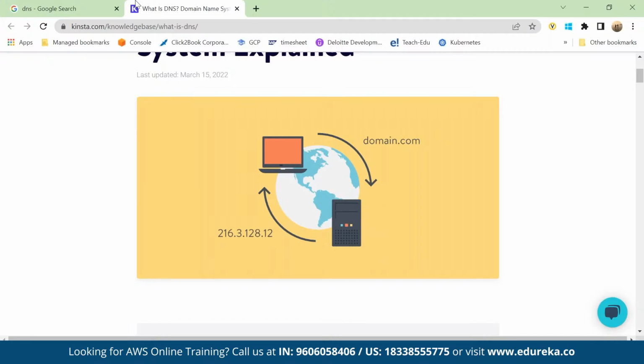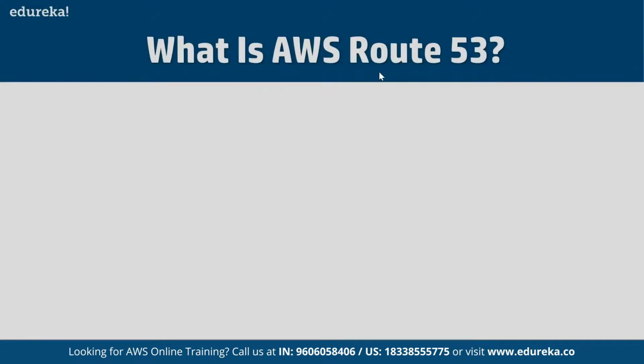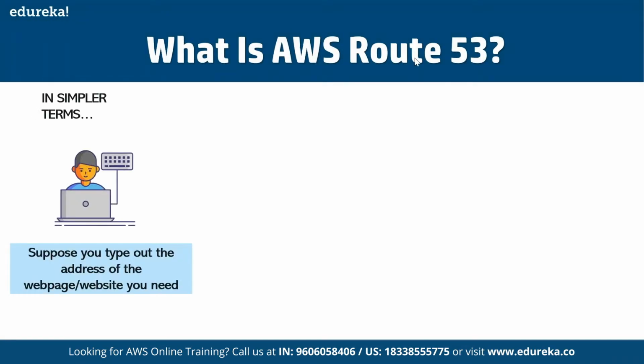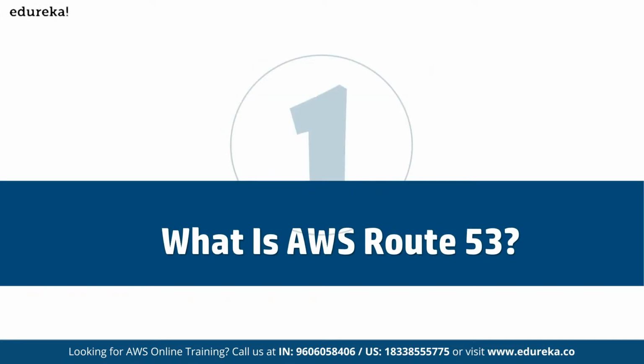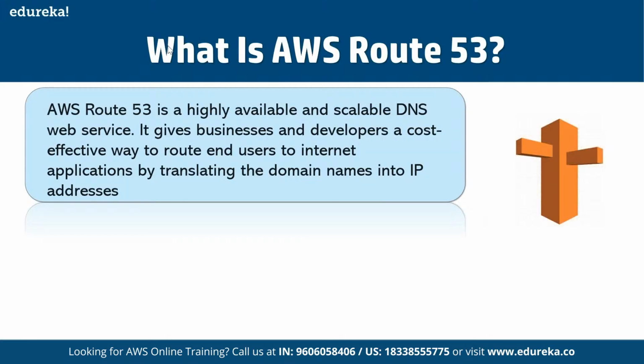In the AWS world, this DNS work is done by Route 53. Here it says my AWS Route 53 is highly available, meaning at no point of time will you find it down or not responding. It is scalable in the sense that if today 10 customers are there and tomorrow 100 come, I should not be in trouble. So it is available and scalable and it's a DNS web service.